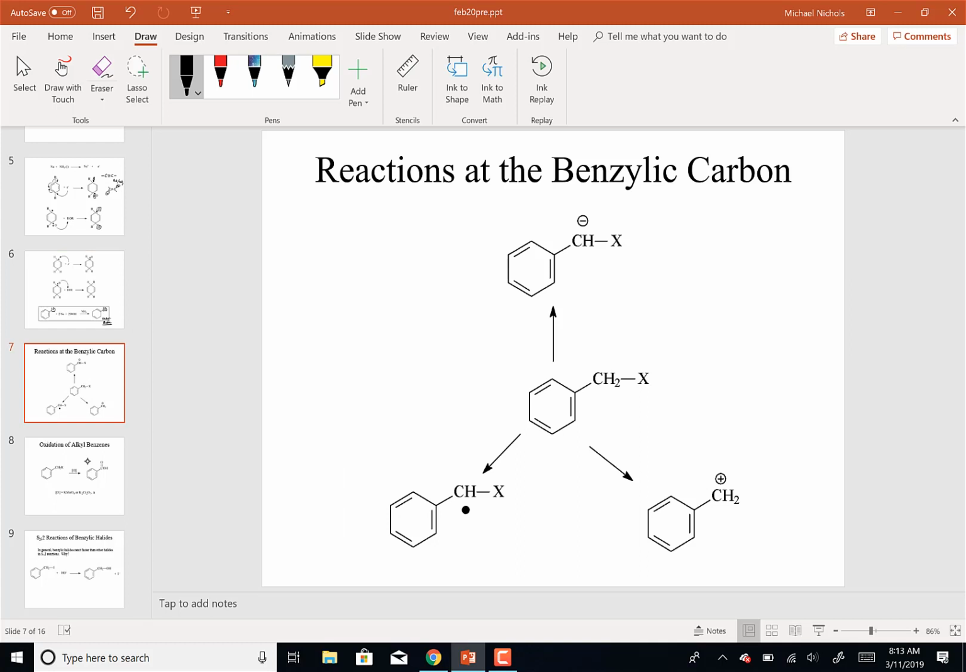Okay. Reactions at the benzylic carbon. So the benzylic carbon is special. We've already seen that in terms of forming the free radical. And let me just say first, those X's should all be R's. X normally means halogen. That's not my intent. My intent is that they all are alkyl groups.